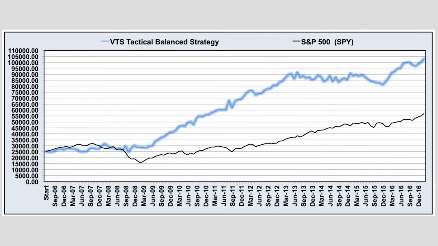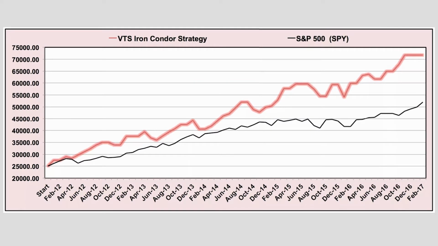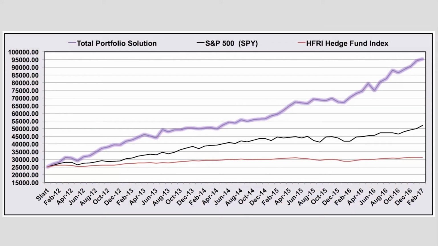This here is the tactical balance strategy that rotates in and out of positions in stocks, bonds, or gold. And again, I'm using the SPY for comparison. Lastly, my iron condor strategy, which is a derivative strategy, and as the name suggests, of course, it trades iron condor option spreads. And again, there's that S&P 500 for comparison. When I combine all three strategies together, I call this my total portfolio solution, and it looks like this. The only change here is, along with the S&P 500, I've also added the HFRI Hedge Fund Composite Index. Just a broad measure of hedge fund performance.